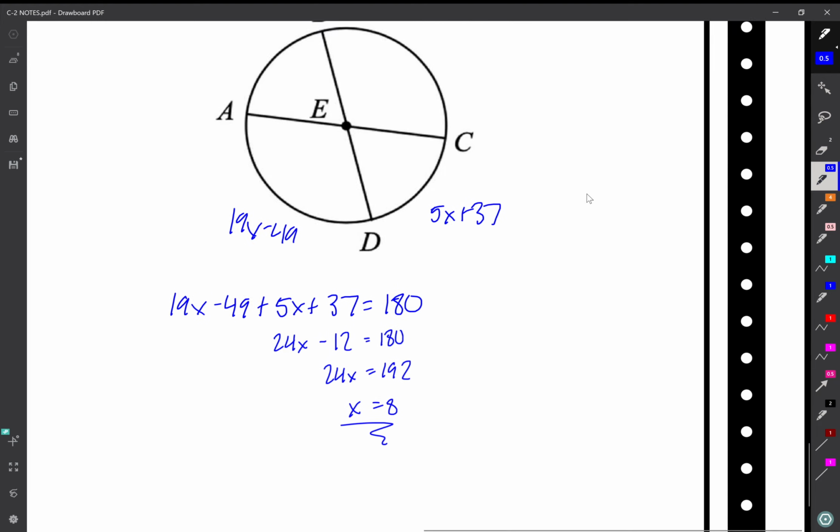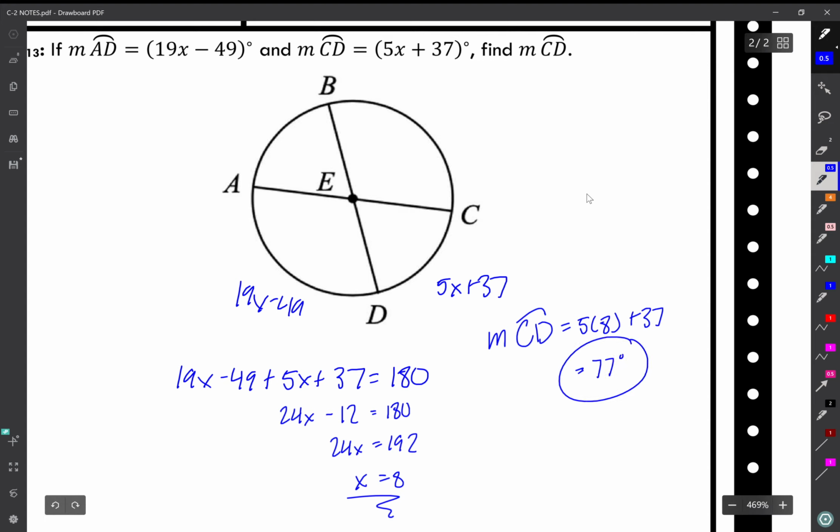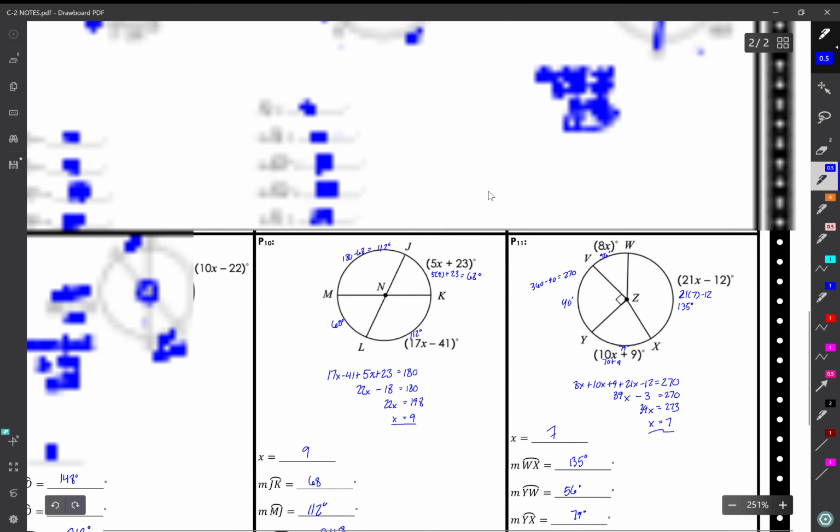So to find CD, we just plug in for CD right here. Measure of arc CD is 5 times 8 plus 37. So it's 40 plus 37, which I believe is 77. That's our answer. And with that, we finished lesson C-2.